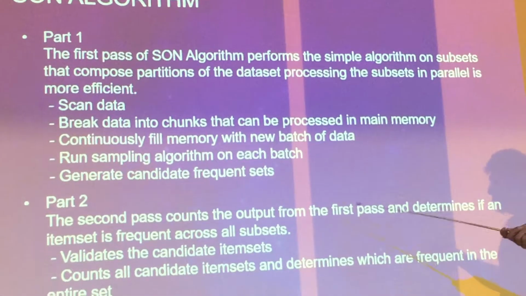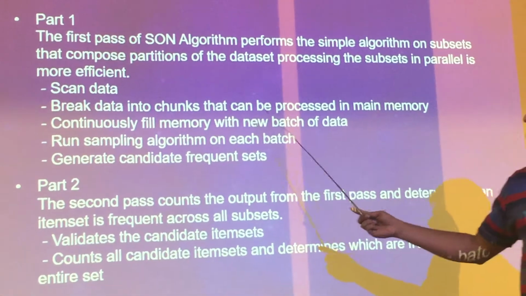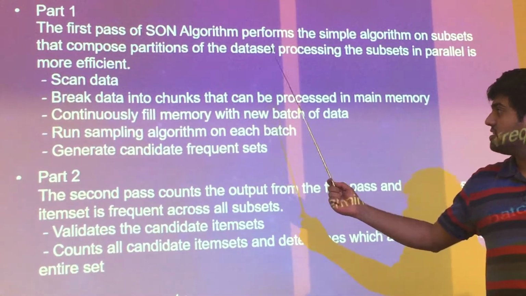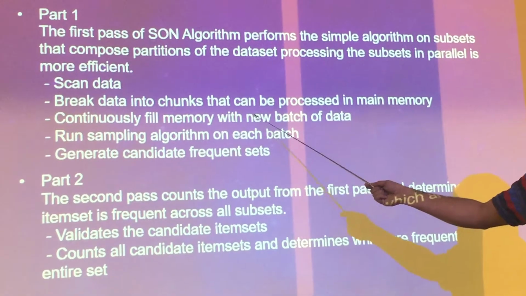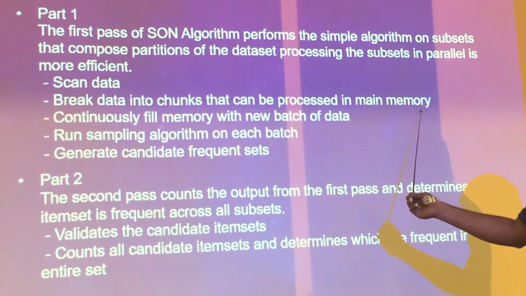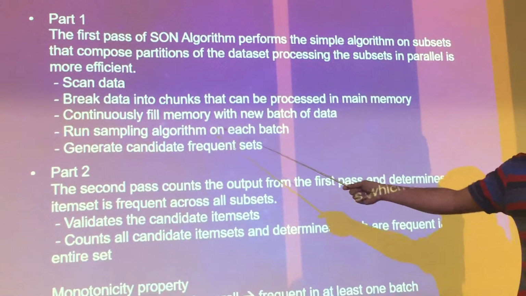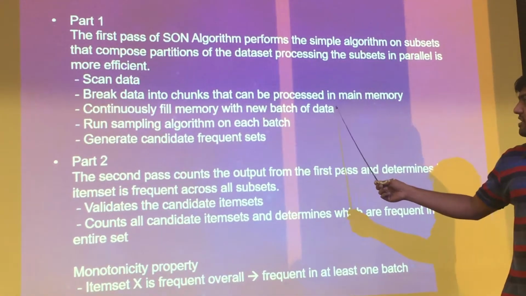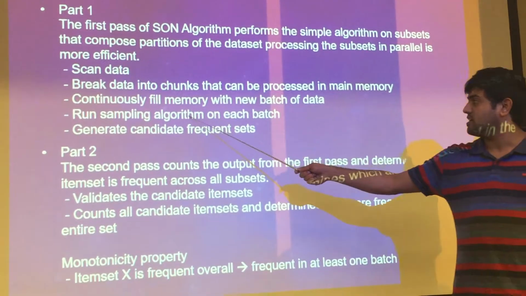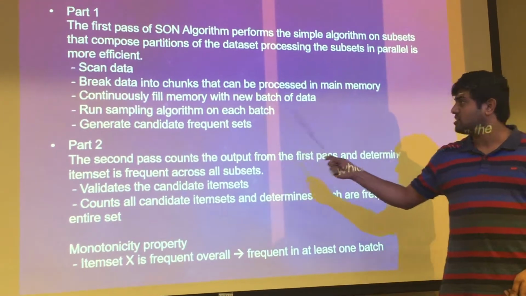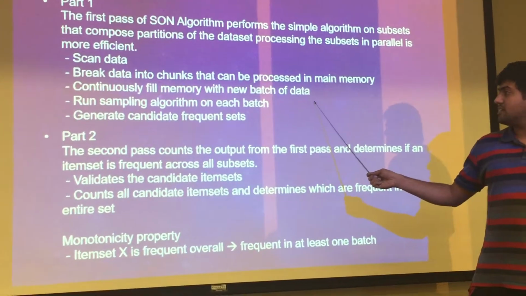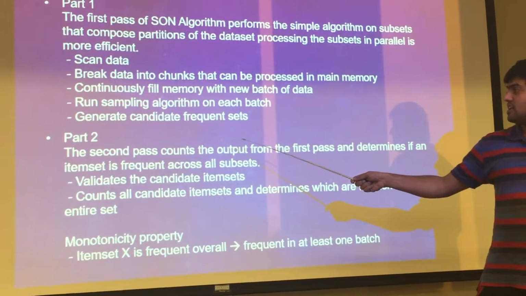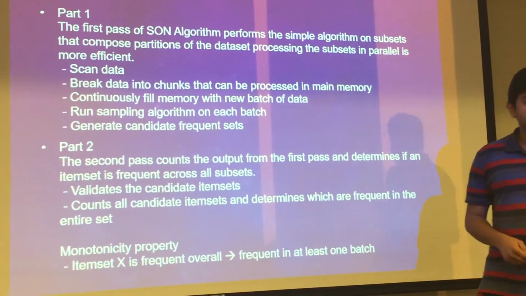So these are the steps in SON. Pass 1 starts with scanning the data, and then it breaks the data into chunks that can be processed in main memory. It continuously fills the memory with a new batch of data, runs the sampling algorithm on each batch of the data, and at last it generates candidate frequent sets.